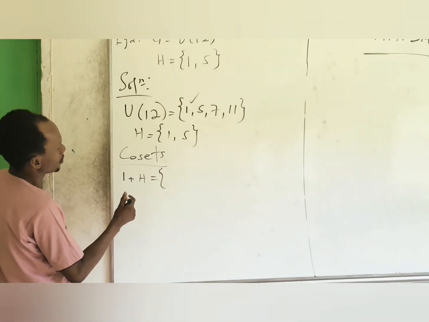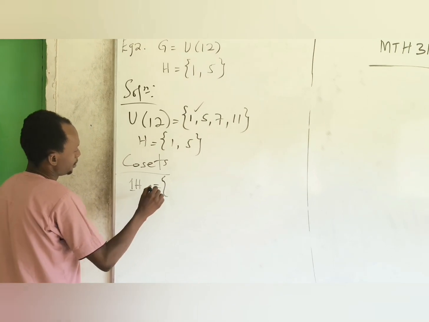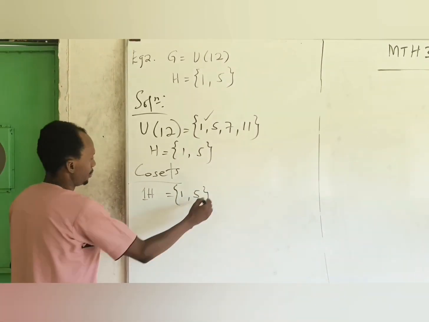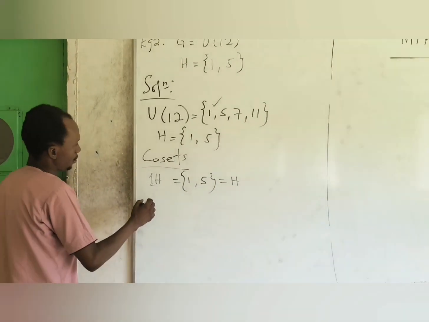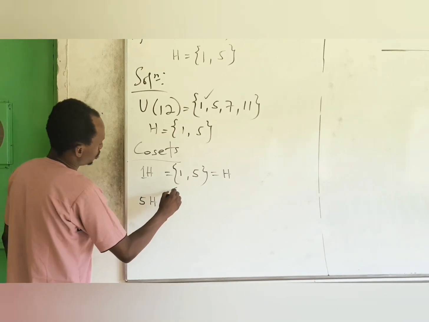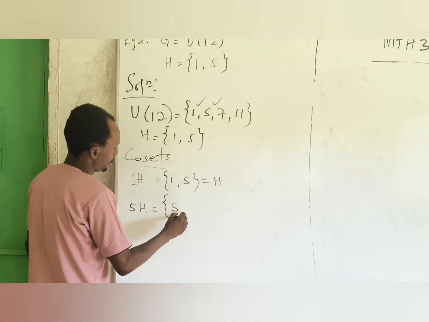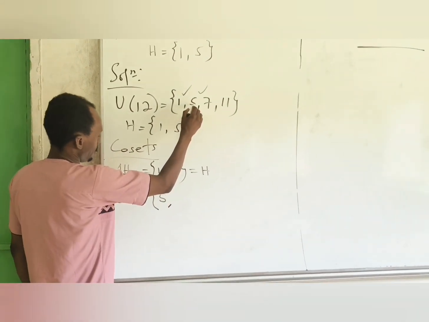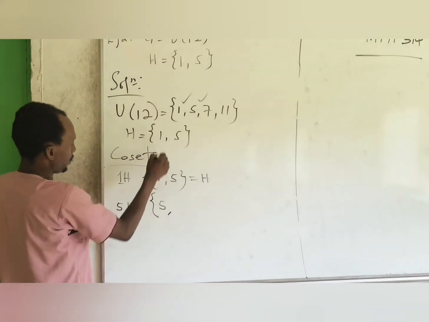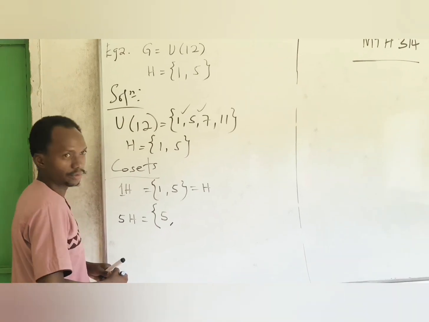1 dot H, sorry, 1H. What do you get? 1, 5. Okay. What is H? 5H, what do you get? 5 times 1 is 5. 5 times 5 is 25, modulo 12, 1.